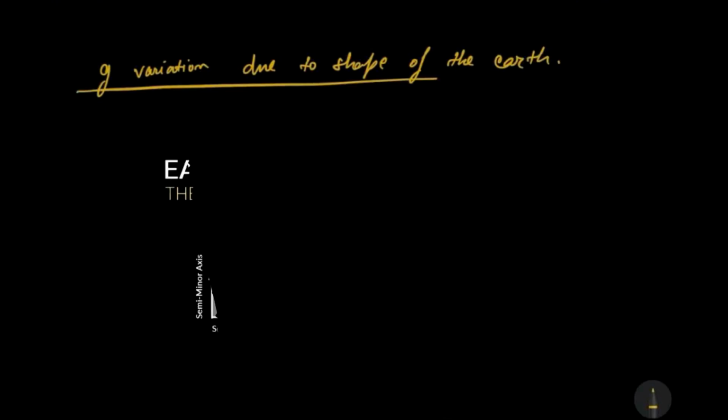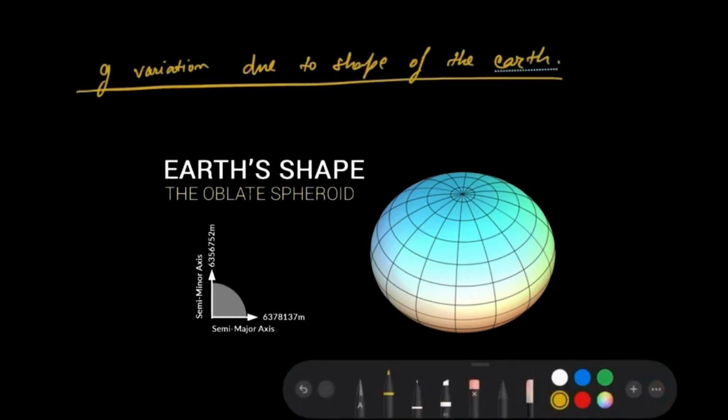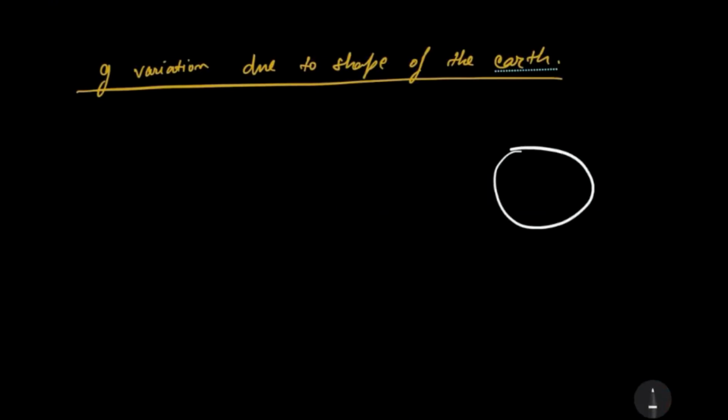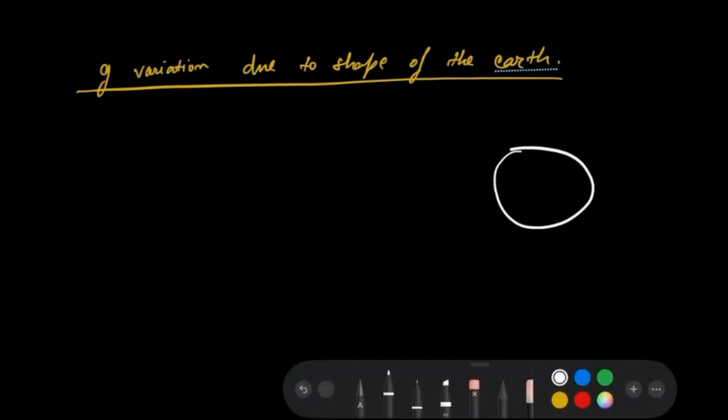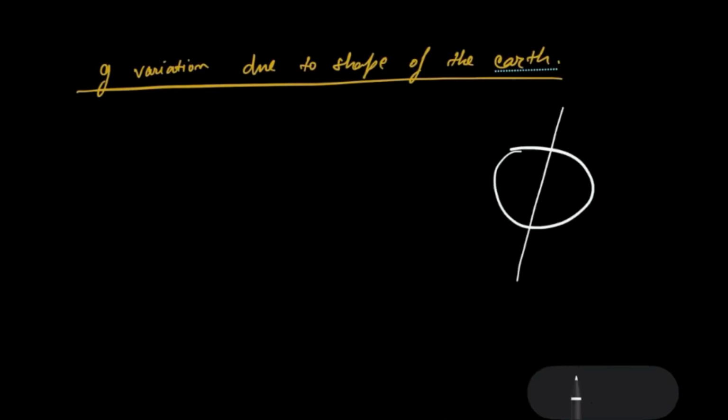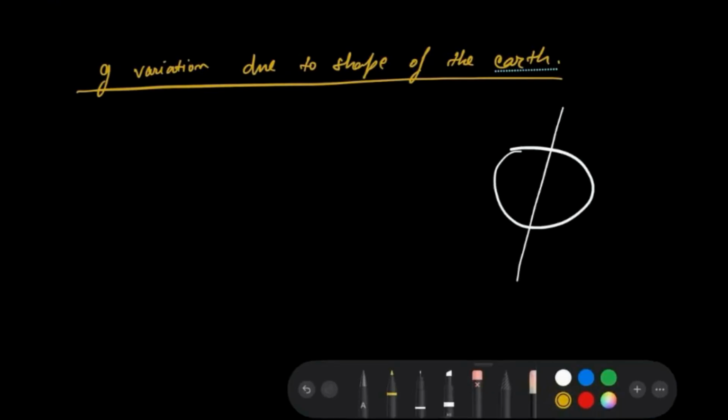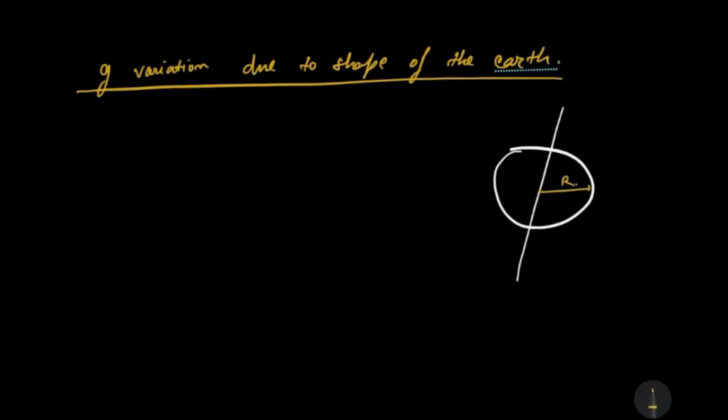The Earth's shape is a geoid or oblate spheroid. So if we have this Earth here, it's flattened at the poles and bulges out at the equator. So this R1 and this R2. If this is Earth, R1 is bigger than R2.